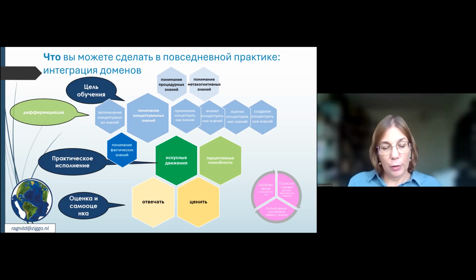And I think if you're using the building blocks and the framework of Bloom for differentiation, then you can design your lessons taking into account both the differentiation and the integration of the domains, and thus working on motivation, love for learning, and successful intelligence.